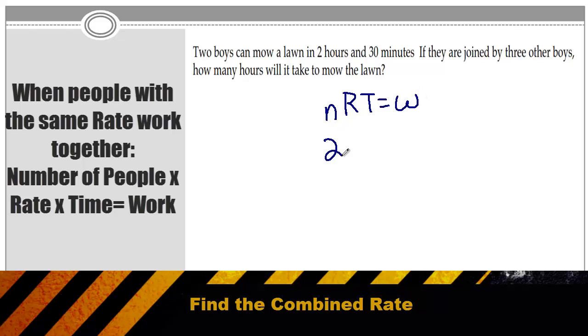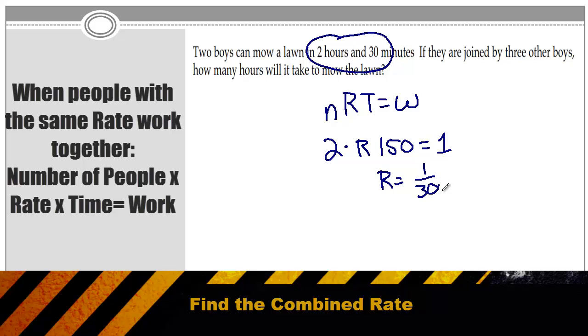Starting off, we have 2 boys times a rate that we don't know times a time of 2 hours and 30 minutes. And to make my life simpler, I'm going to write everything in terms of minutes. So 2 hours, which is 120 minutes, plus 30, so a time of 150 minutes, is going to equal the work being done. And in this case, we're only talking about 1 lawn being done, so it's 2 times r times 150 minutes is equal to 1 lawn being mowed. Or their rate is equal to 1 over 300, which means every boy, every minute, mows 1/300th of the lawn.